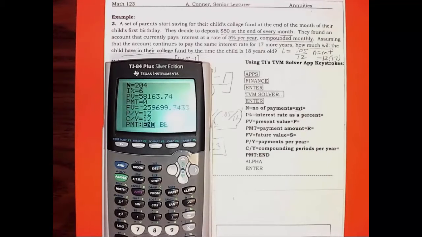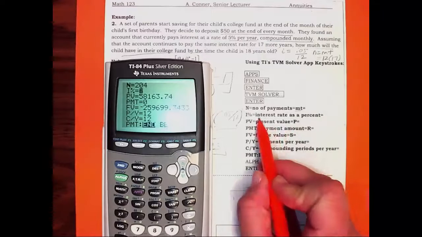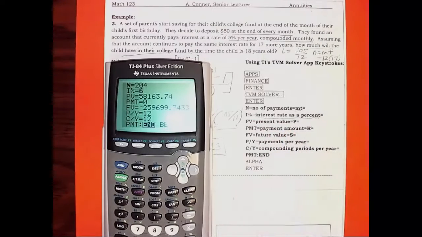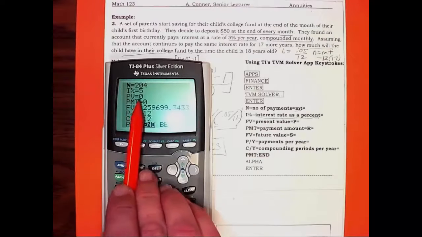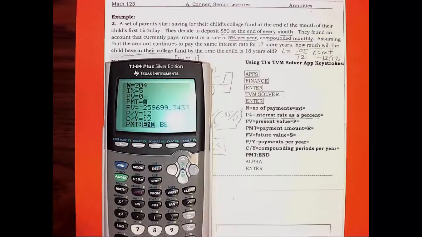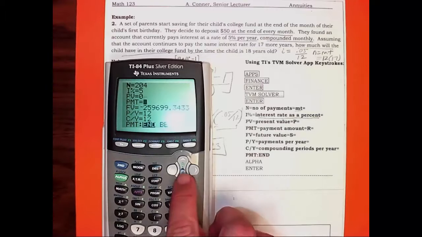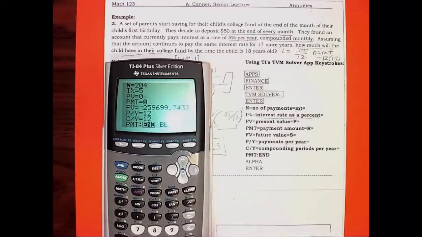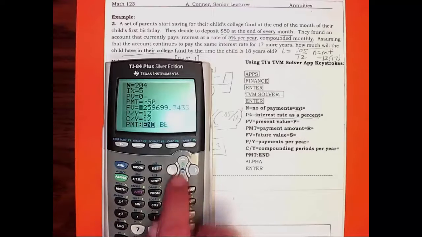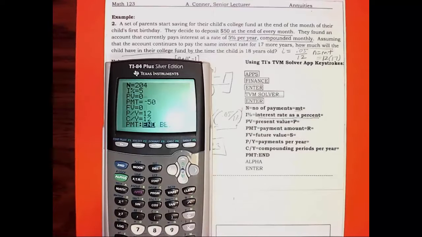Hit Enter. The percent, this is the key. Notice I've put an interest rate as a percent, not a decimal, so that's something you'll have to remember. Just as 5. Present value, it's not starting with anything in the account. If it did start with something in the account, though, that would have to be a negative number. Anything that's paid into an account from you has to be a negative number. We're making payments here, or the parents are, $50, and it's paid in, so that's going to be negative. And we're trying to figure out the future value, so for right now we're just going to put a 0 there.